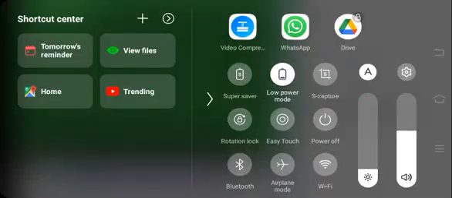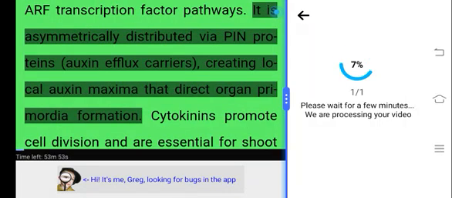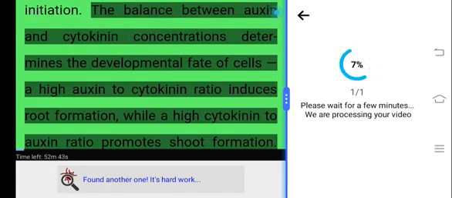Auxin, especially indole-3-acetic acid (IAA), plays a central role in establishing polarity, apical dominance, and pattern formation by regulating gene expression through Aux/IAA and ARF transcription factor pathways. It is asymmetrically distributed via PIN proteins, auxin efflux carriers, creating local auxin maxima that direct organ primordia formation. Cytokinins promote cell division and are essential for shoot initiation. The balance between auxin and cytokinin concentrations determines the developmental fate of cells. A high auxin to cytokinin ratio induces root formation, while a high cytokinin to auxin ratio promotes shoot formation.